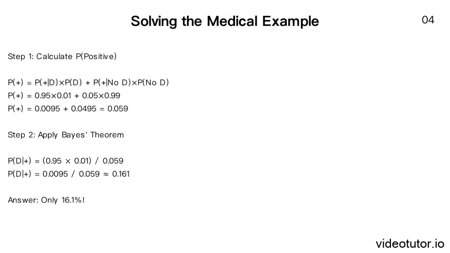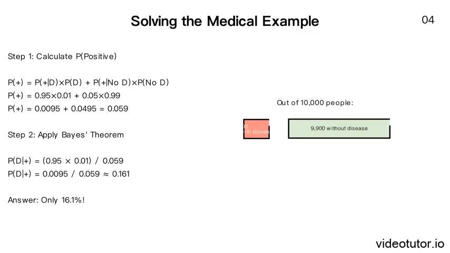Let's solve this step by step. First, we need to find the total probability of testing positive. This includes true positives from people with the disease and false positives from healthy people. Out of 1000 people, 100 have the disease and 95 of them test positive. But 900 are healthy, and 5% of them, that's 45 people, also test positive. So out of 140 total positive tests, only 95 are from people who actually have the disease. That's just 67.9%. The rarity of the disease makes false positives much more common than true positives.